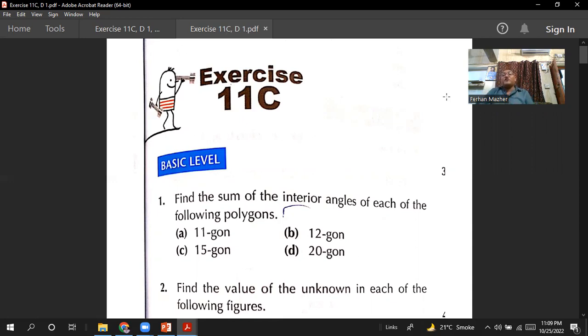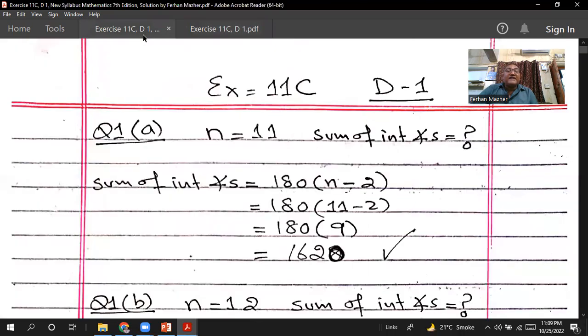If you know the number of sides of a polygon, you can find out the sum of the interior angles. The formula is the sum of interior angles is equal to 180 bracket n minus 2 bracket close. So very simple formula. Just remember this formula. First one is 11-gon, 12-gon, 15-gon, 20-gon. 20-gon means there are 20 sides. 15-gon means there are 15 sides. 12-gon means there are 12 sides, and 11-gon means there are 11 sides.